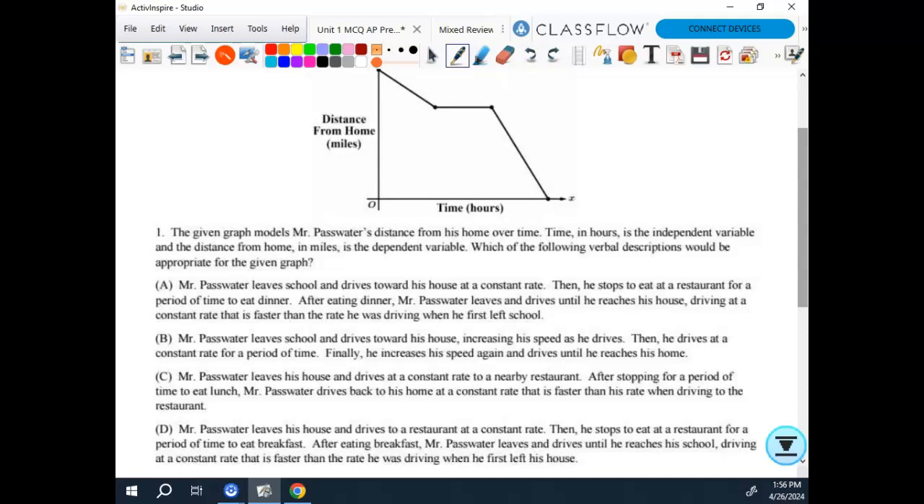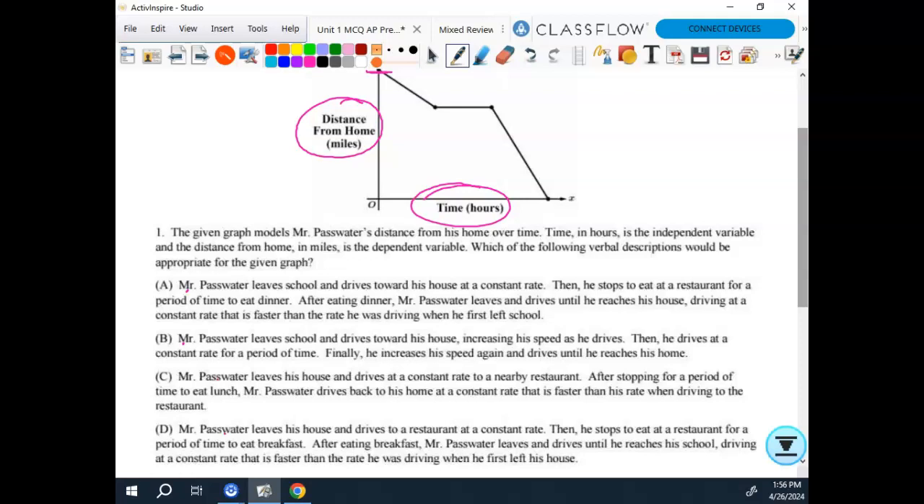All right. The given graph models Mr. Passwater's distance from his home over time. Time in hours is the independent variable, and the distance from home in miles is the dependent variable. Which of the following variable descriptions would be appropriate for the given graph? Mr. Passwater leaves school. So this starts with leaves his house. If this is his distance from home, does it make any sense for him to be leaving his house?